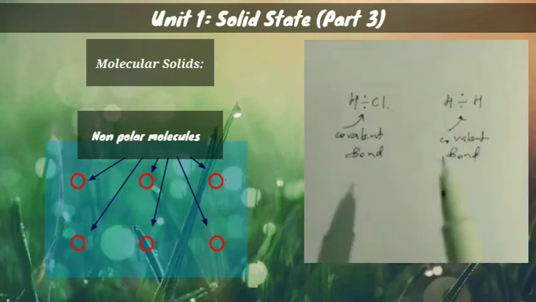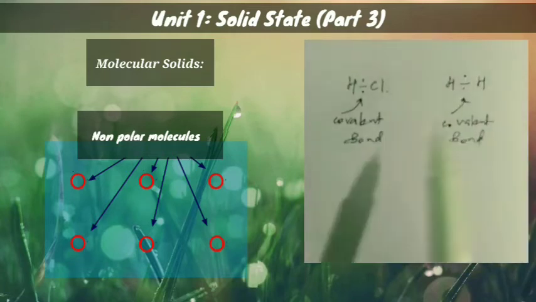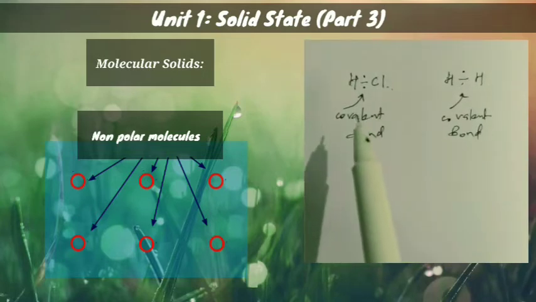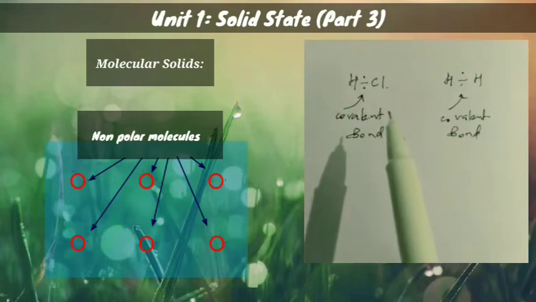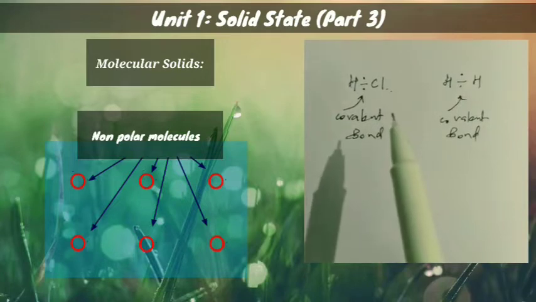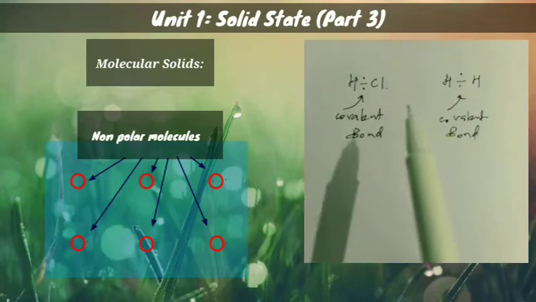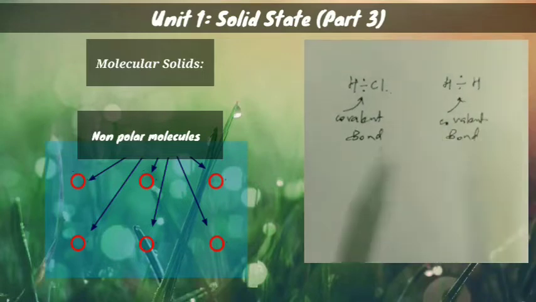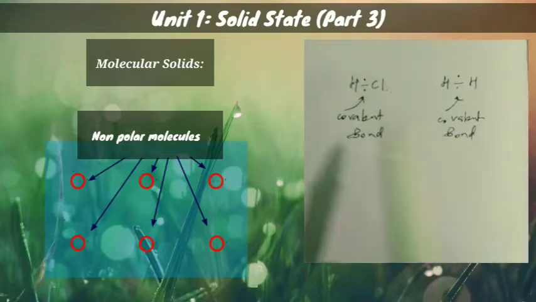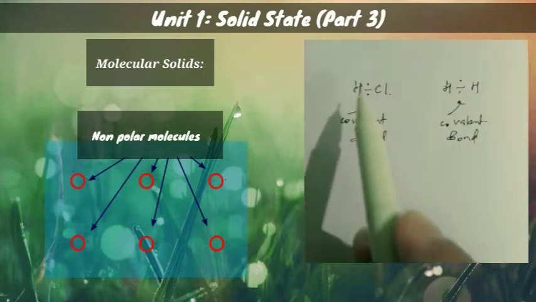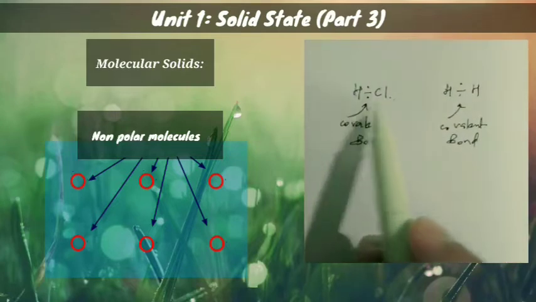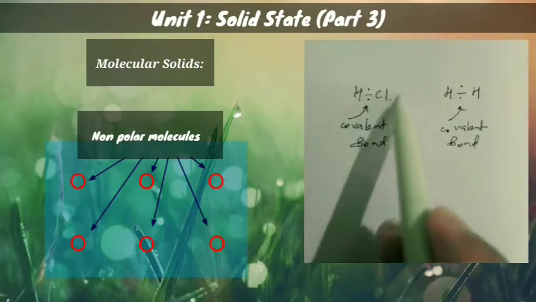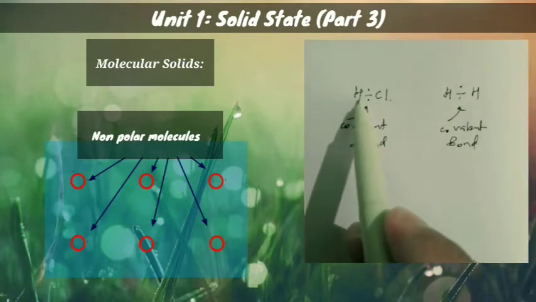Please remember this point: whether a molecule gives polar or non-polar nature, only a covalent bond exhibits these properties. If you concentrate on this molecule, you will notice that the electronegativity of chlorine is higher than the electronegativity of hydrogen.